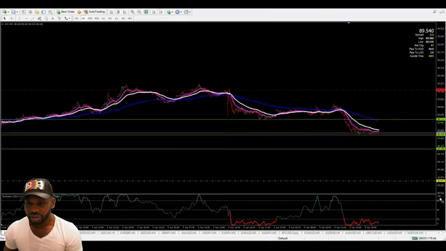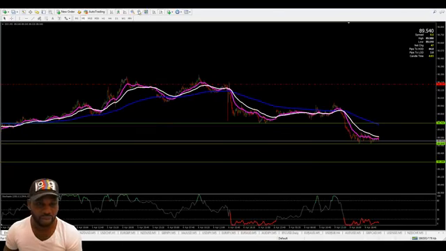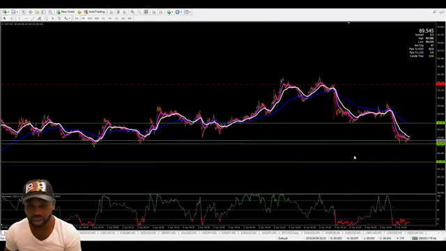Let's see here real quick. So we got this makeshift support area. Pretty much it's just a previous low. And again, just look left.